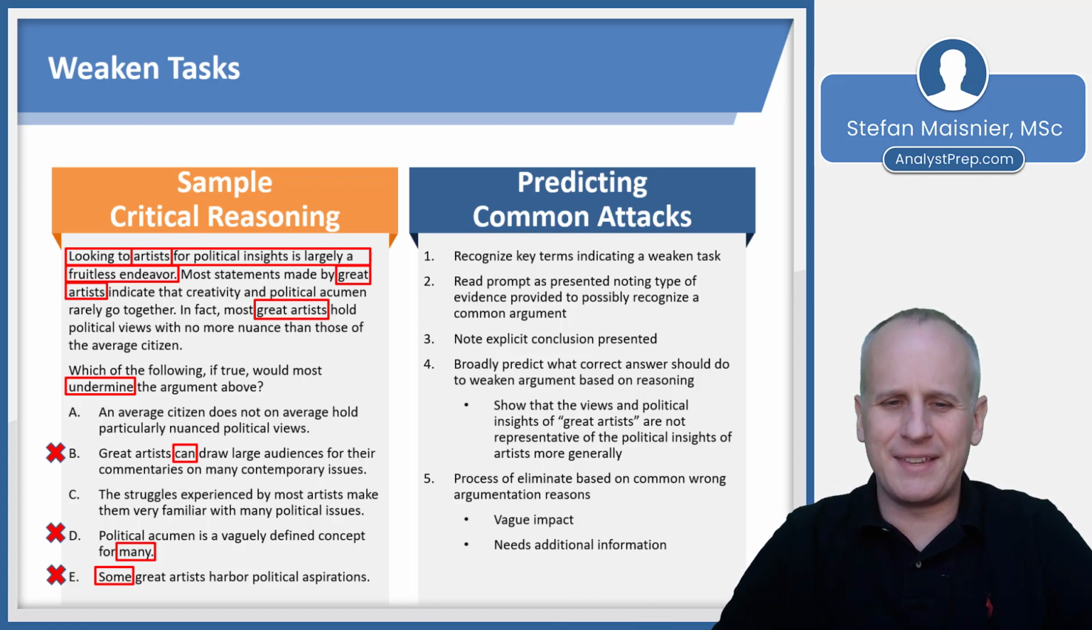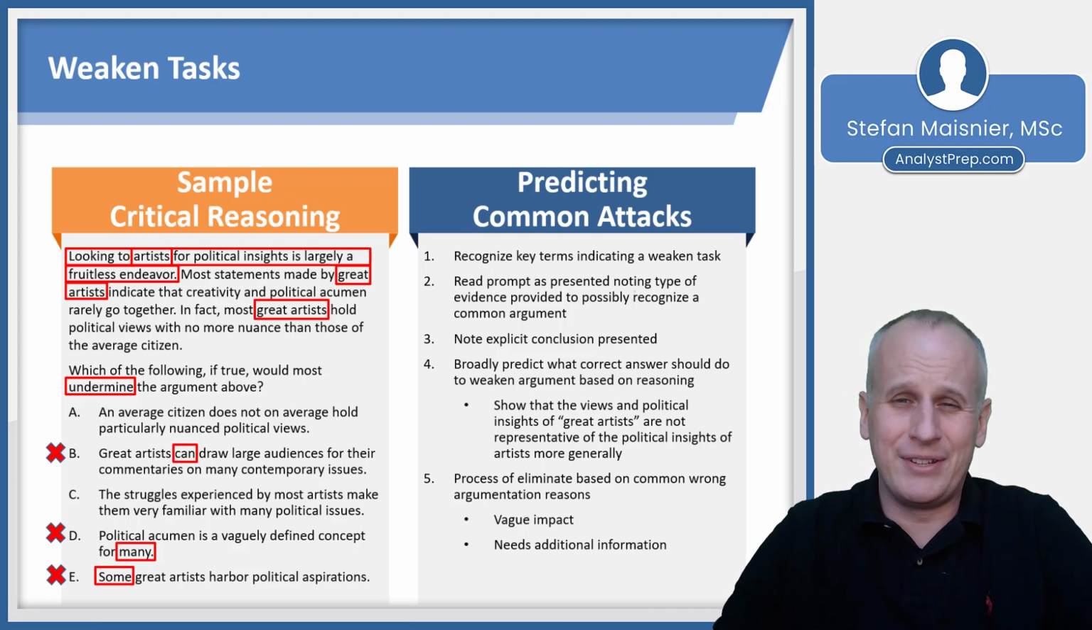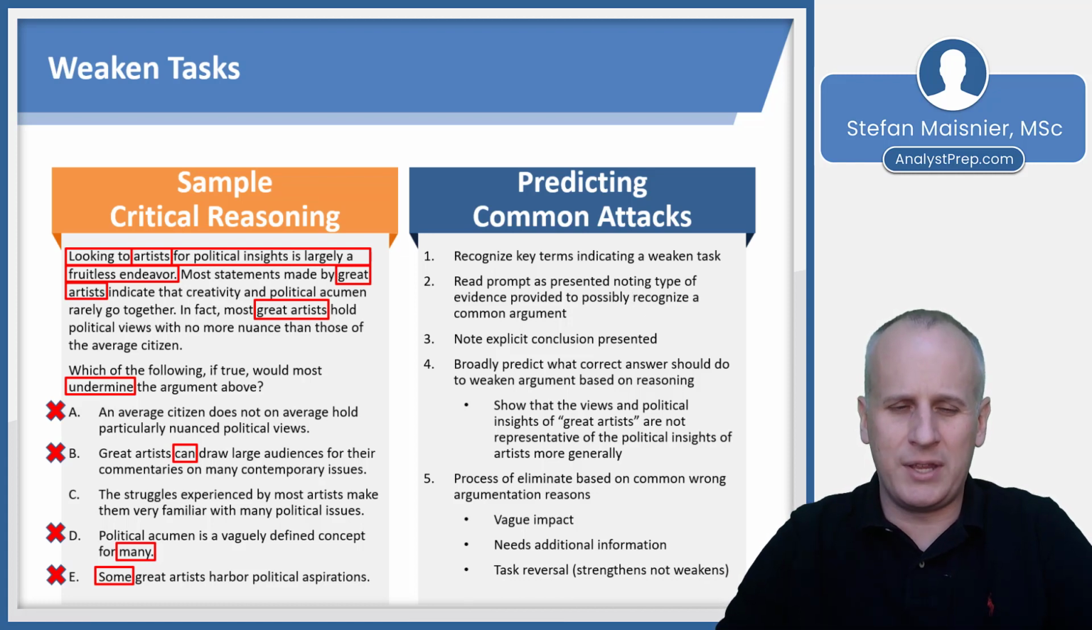We also may have something that needs additional information. And in this case, you could make an argument that B, D, and E all really do need additional information. There is some overlap in reasoning between eliminating for something that's vague and something that needs additional information. But we also need to be aware of task reversals that strengthen the argument rather than weakening it.